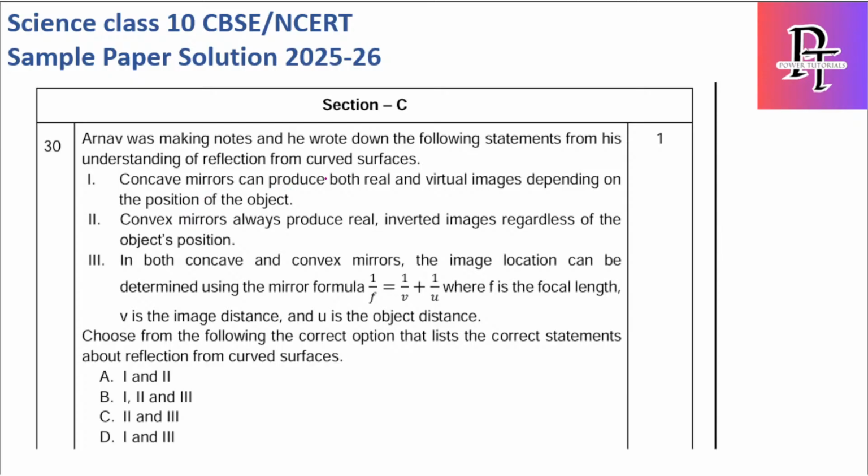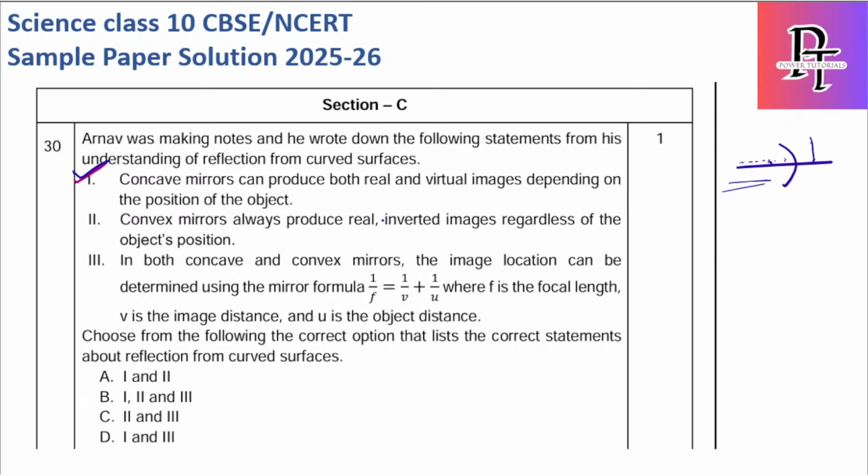Concave mirrors can produce both real and virtual images depending on the position of the object. Yes, it is correct. Why? Because for a concave mirror, based upon the position up to f, you will get a real and inverted image, whereas if you go beyond f, you will get a virtual and erect image. So both images can be formed using concave mirrors. Yes, so this way one is correct.